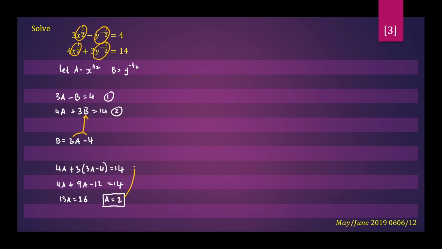So let's substitute a into this equation. We will have b equals 3 times 2 minus 4. So b will be equal to 2. Let's go back to our original substitutions and we can calculate x and y. As a equals x to the half power, and we found a equals 2, we can write 2 equals x to the half. And for the second equation, b equals 2 and b equals y to the negative a half. So we can write 2 equals y to the negative a half.